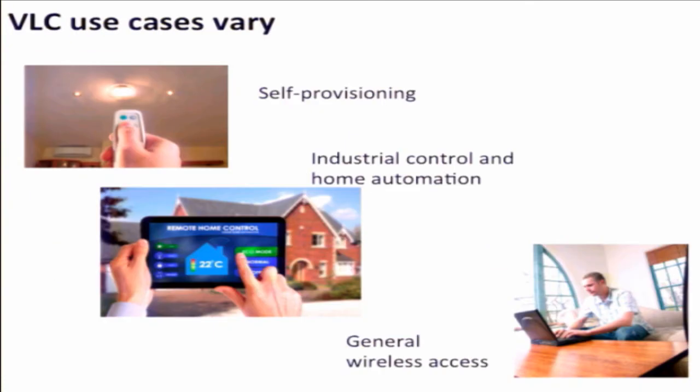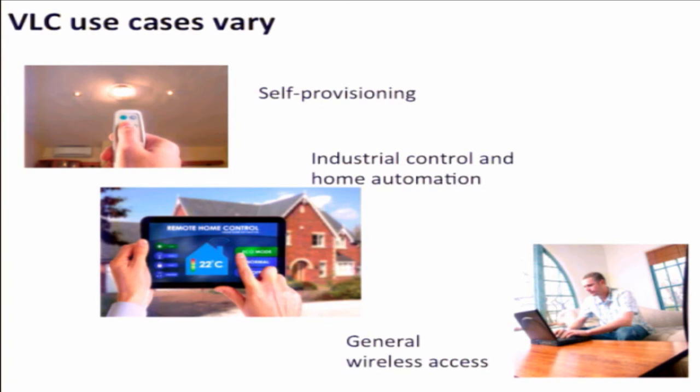There are different use cases that we think about with visible light communications that play out around some of the controls. So self-provisioning, this idea that you can install a light and then it would self-configure to the lighting needs as well as the data communication needs. There's a need to interconnect various Internet of Things devices for industrial automation or home control. And then there's this theme of general wireless access.